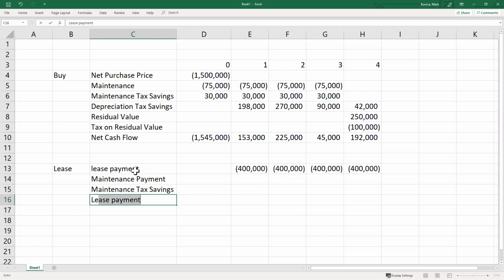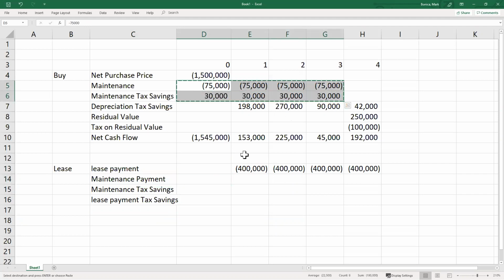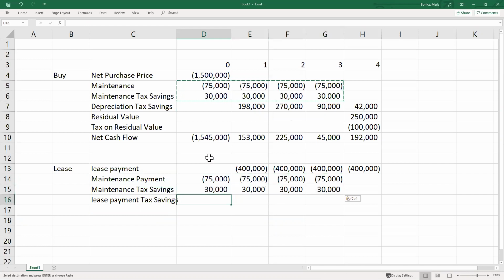As well as lease payment tax savings. So our maintenance payment is going to look the same. We could actually have left this completely out of the analysis. I'm putting it in here just because your book answer has it in here.